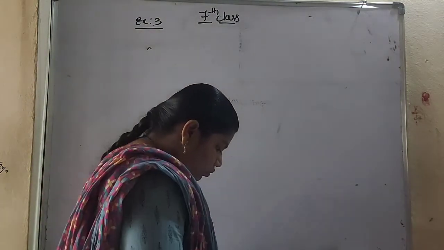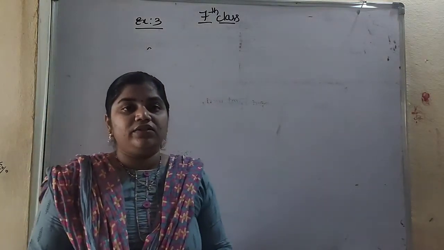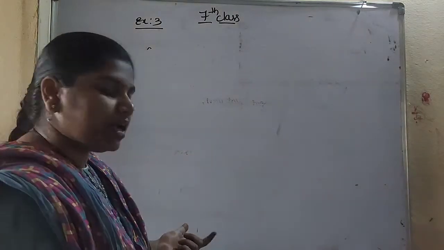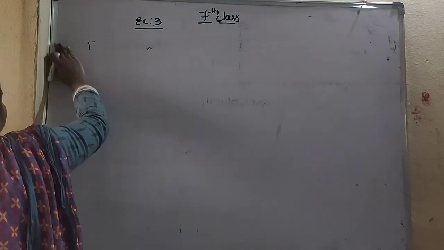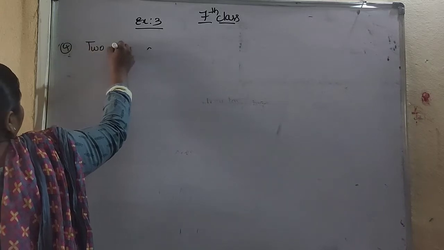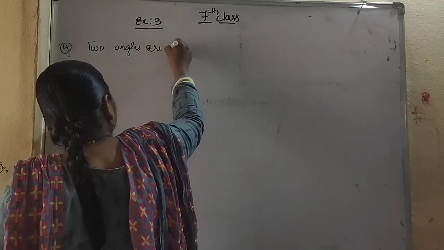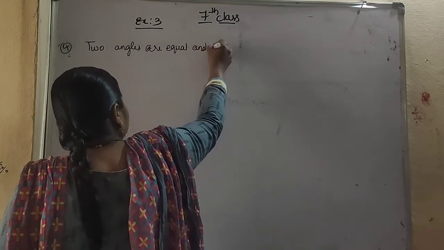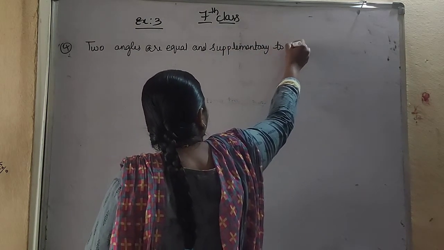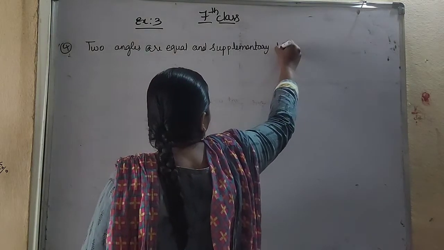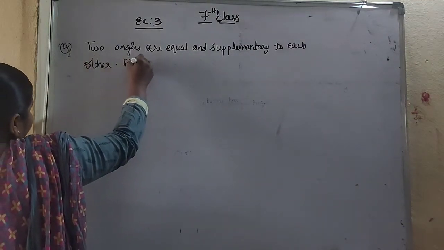Next is the fourth one. Two angles are equal and supplementary to each other. Find them. So two angles are equal, and they are also supplementary to each other. What is the question? Fourth question: two angles are equal and supplementary to each other. Find them.